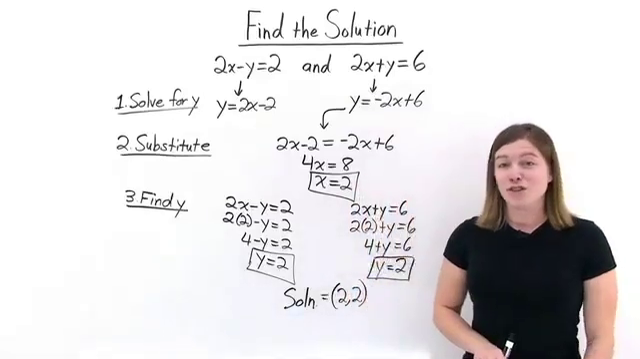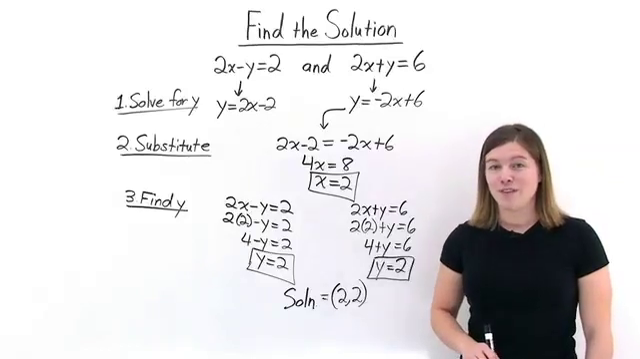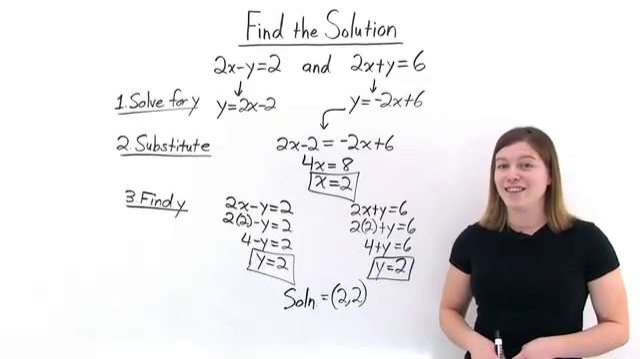So now we have the solution to this system. The solution is the ordered pair (2, 2). And because the system only has one solution, the system is called consistent and independent.